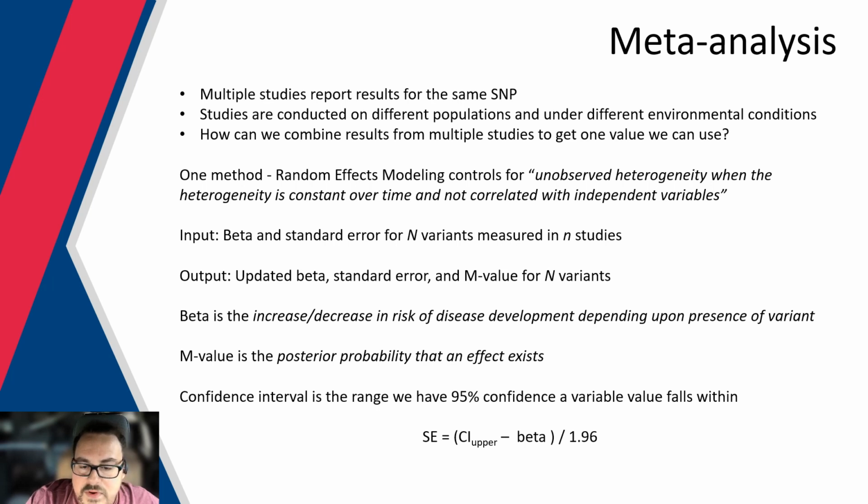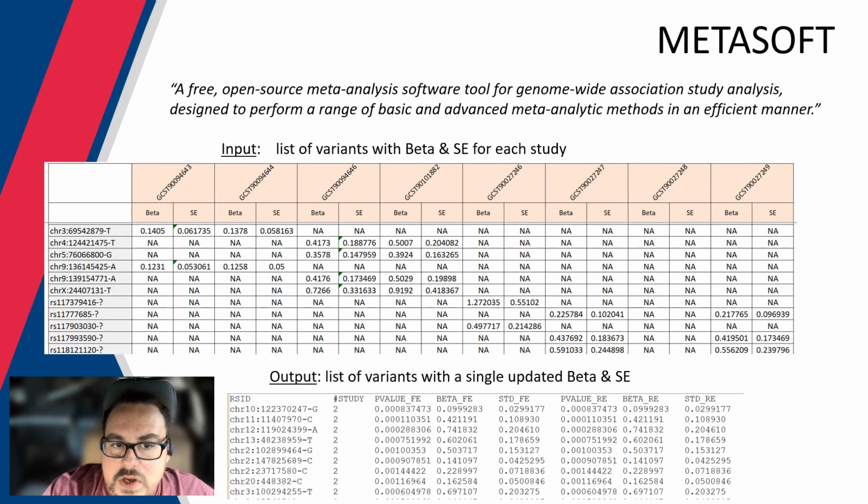And just a little quick math here. In the GWAS catalog, if you notice, it gives us the beta. It does not give us the standard error for the beta, but it does give us the confidence interval, an upper and lower bound for the beta. And we can do a little math here to get the standard error just by taking the upper bound of the confidence interval and doing a little math. So we will need that standard error when we use the MetaSoft software, which takes in an input of a list of variants with the beta and the standard error for each study, and then outputs this list of the variants with a single beta and a single standard error.